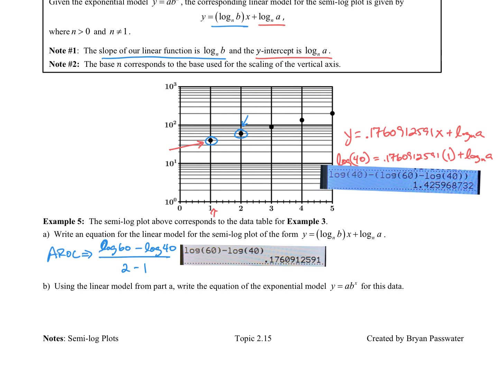All right, and so now my log base n of a is equal to this 1.4596, whatever. All right, and so my equation, we'd have y equals this 0.17609 dot dot dot x, and then plus 1.42597 dot dot dot. All right, and so there is our equation of my linear function.